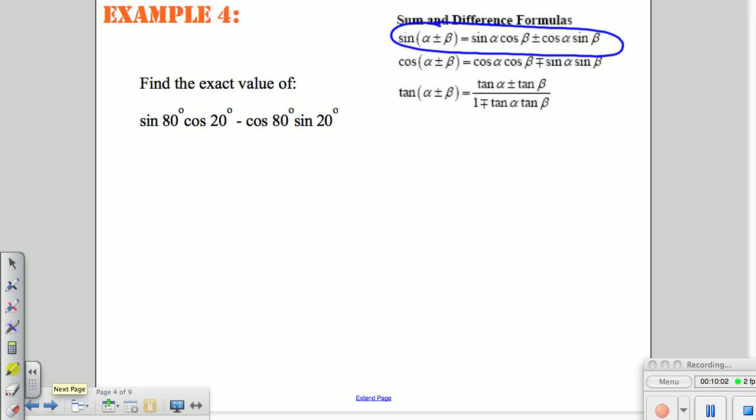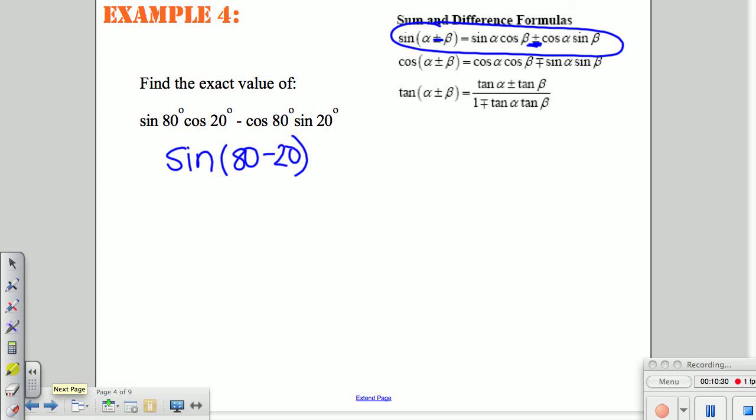But this looks a lot like this sum or difference of sines. Look at it. It looks just like this. I'm sorry, the sum, right? Sine, cosine, cosine, sine, and it's minus. So it looks like the difference of the sines. So I'm going to take these and actually rewrite them as the sine of 80 minus 20. So 80 goes in place of the alpha and 20 in place of the beta.